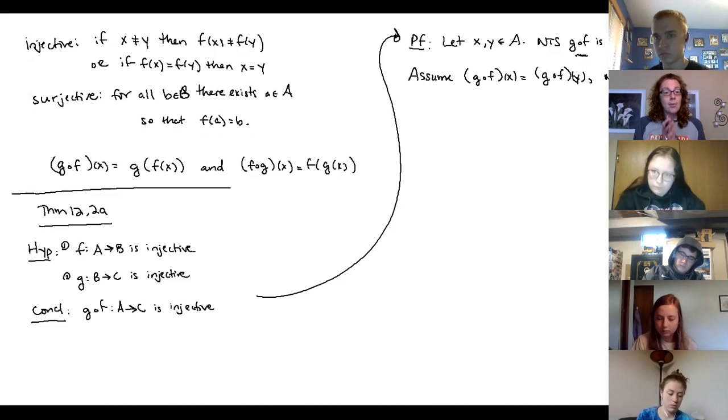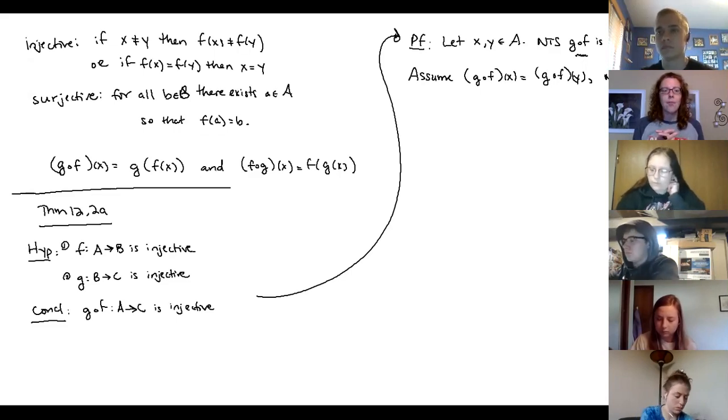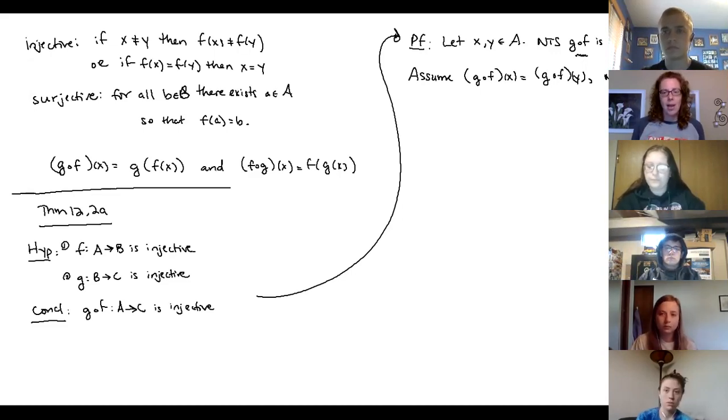The function that I'm trying to show is injective is the composition, G circle F. Do we see where that's coming from? That's the function that I'm trying to show is injective. So that's the function that I'm working with in the definition. Everybody see why I have a G circle F there? Nod at me, give me a thumbs up, something. Yes, okay. All right.